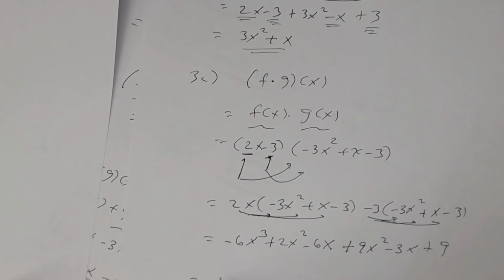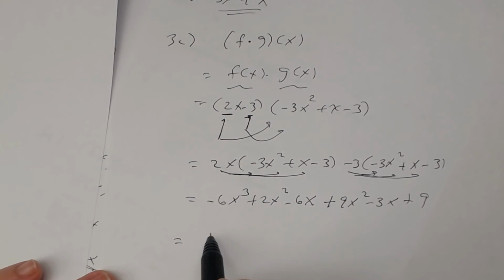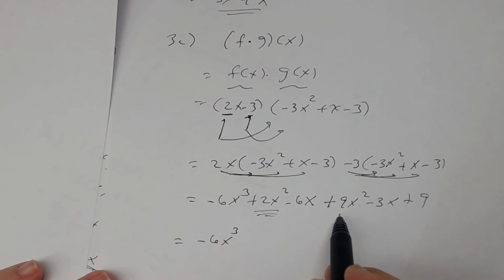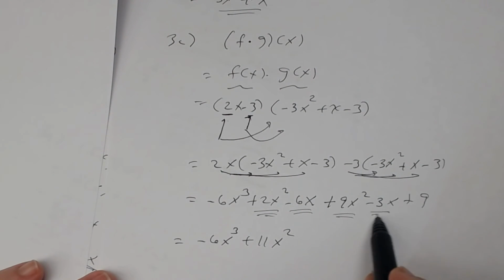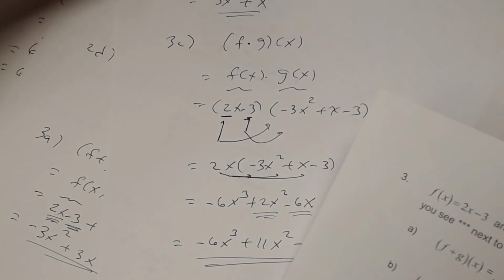Combining like terms, and let's put it in descending order. I'll put the cube term first. There's only one of those. Now the squared terms, 2x squared and a 9x squared is 11x squared. A negative 6x and a negative 3x is a negative 9x, and you're left with 9. And so that is the answer for 3c.